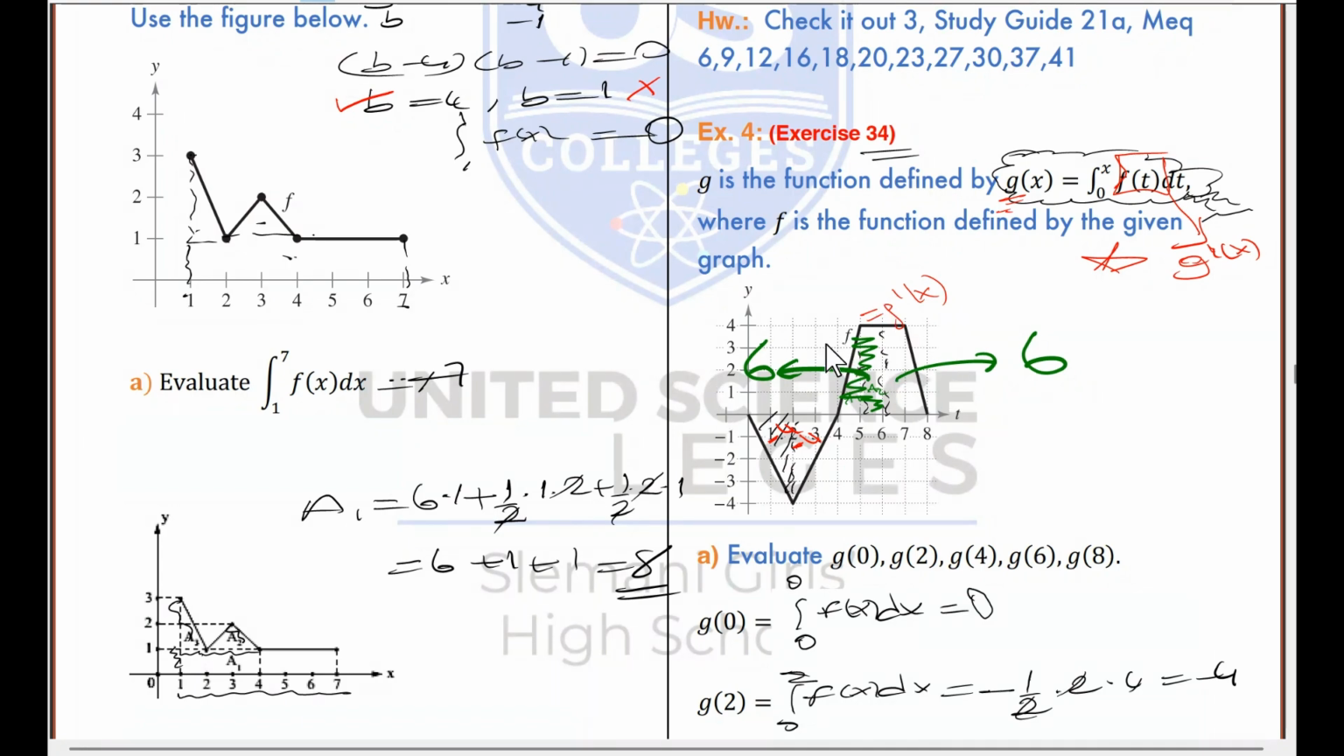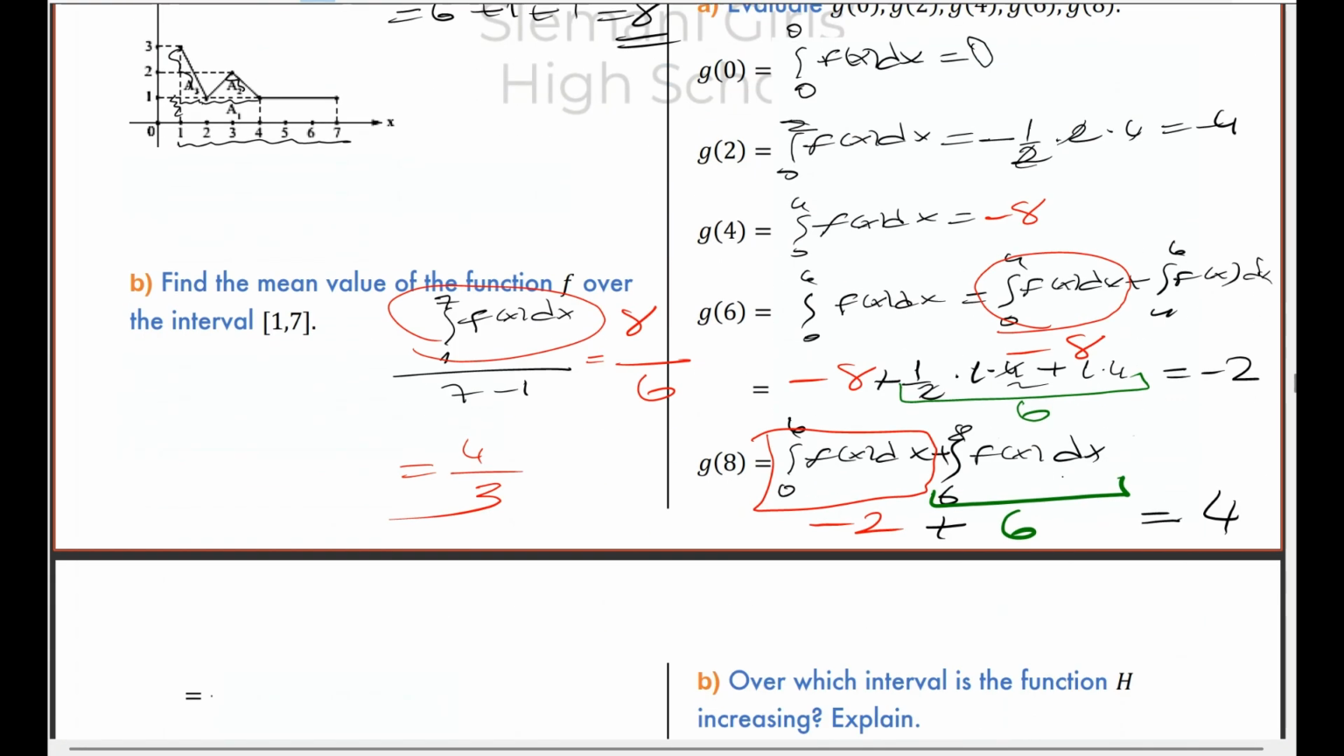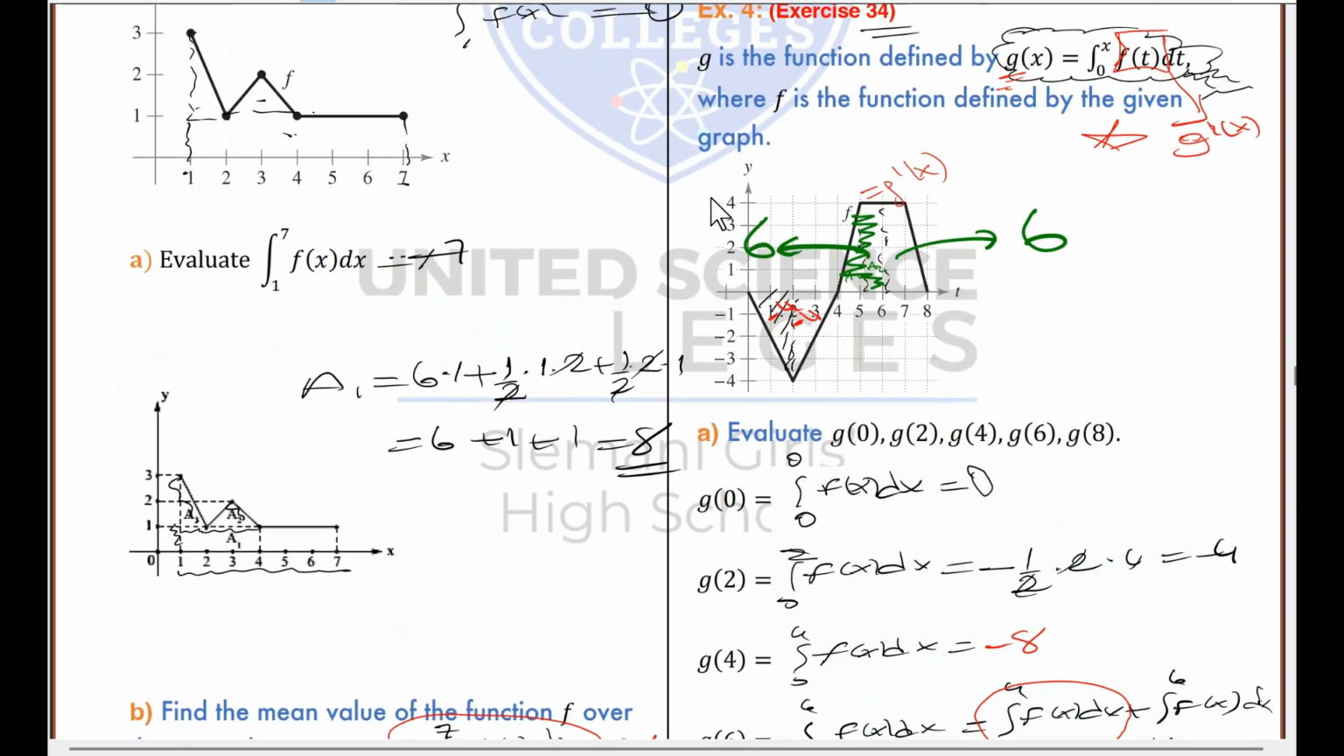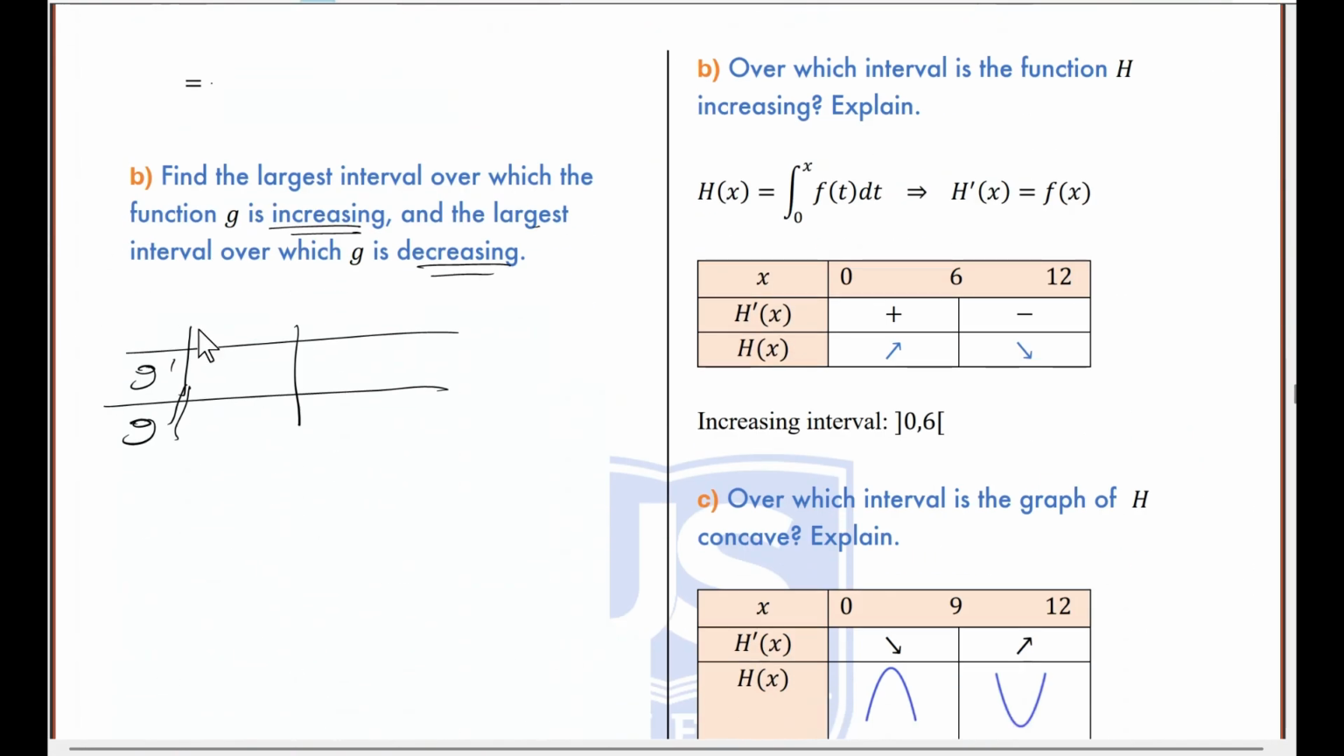This function represents g prime, actually. So we can identify the sign of g prime from the function. Let's take a look at the graph and identify the signs. Our graph is below the x-axis from 0 to 4, and after 4 until 8 it is above the x-axis. So when we identify the sign of g prime, we can say 0 to 4 negative, 4 to 8 positive.